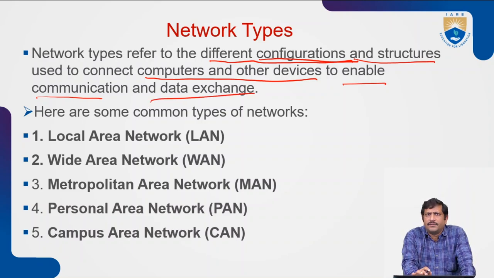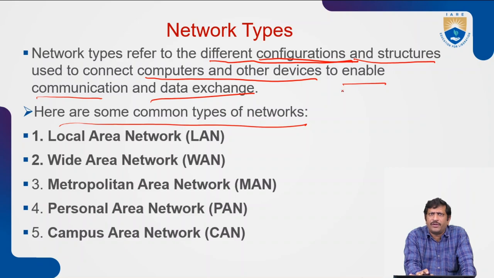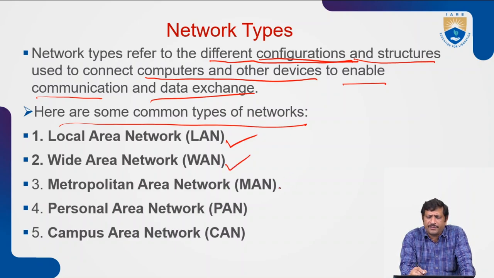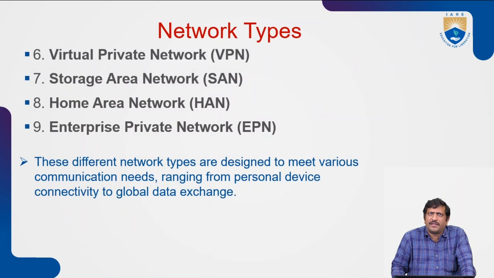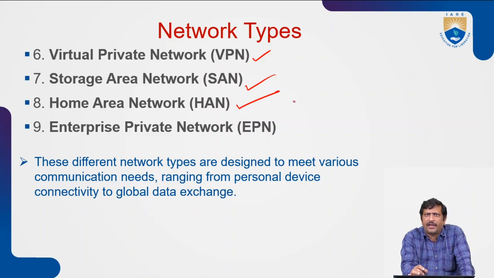That means here are some common types of networks generally used in communication. The first is the local area network, wide area network, and metropolitan area network, that is MAN, and personal area network, that is PAN, campus area network, that is CAN. These different types of networks we generally utilize for establishing effective communication. And VPN, that is virtual private network. And storage area network, SAN. Home area network, that is HAN. Enterprise private network.